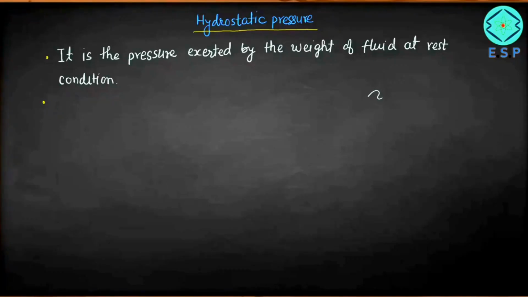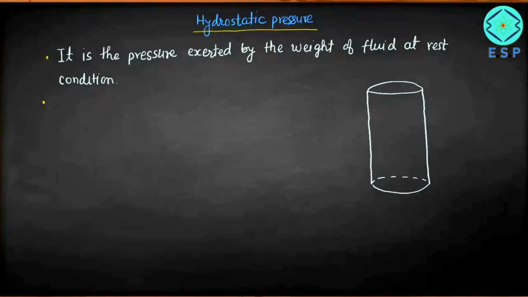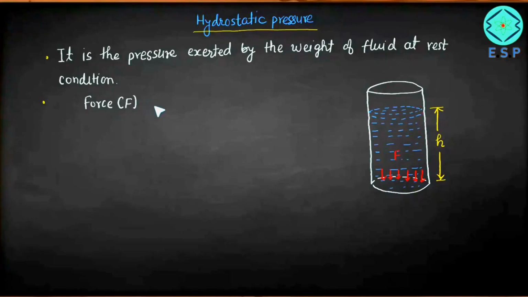Suppose we have a container like this, as we can see from the diagram. Now, if it is filled with liquid up to a certain height, let's say h, this fluid inside the container is going to exert a certain force on its base. The entire weight of the fluid is acting on this base, so the force F acting on the base is nothing but the weight of the fluid. Let's denote weight by W.